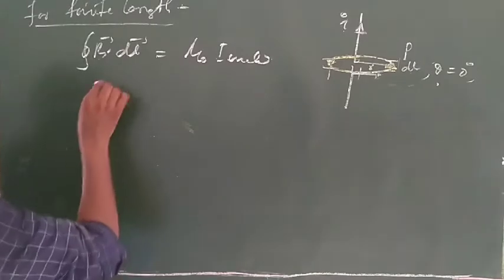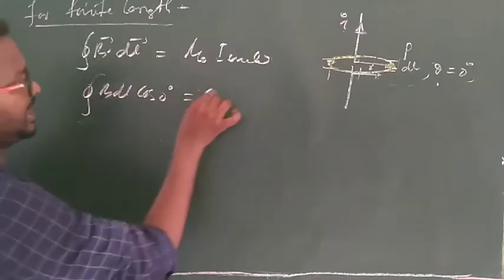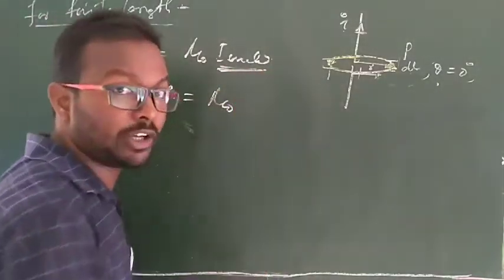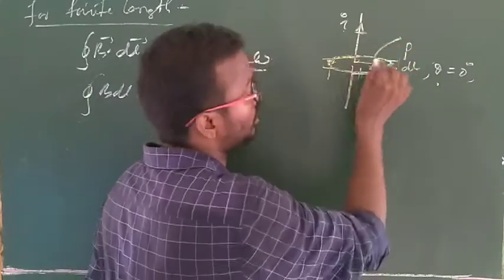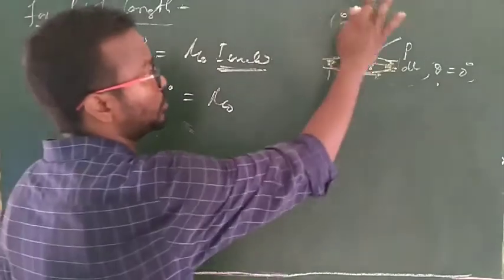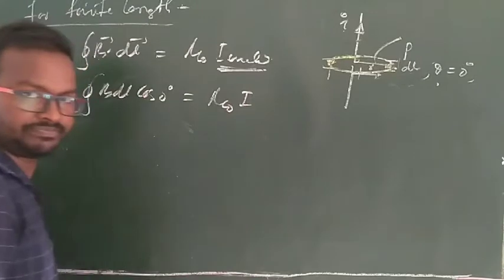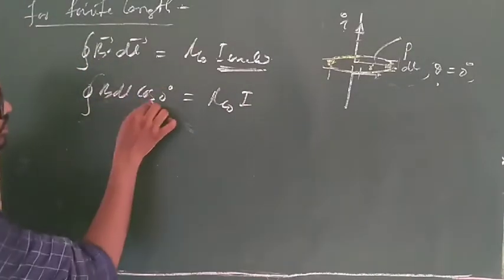Sorry, we can write the closed integral of B dl cos 0 degree equal to mu naught times what is enclosed within the Amperian loop. This is an Amperian loop of radius r. Within the Amperian loop, the total current flowing through it is I. Clear? B is a constant quantity, and cos 0 equals 1.